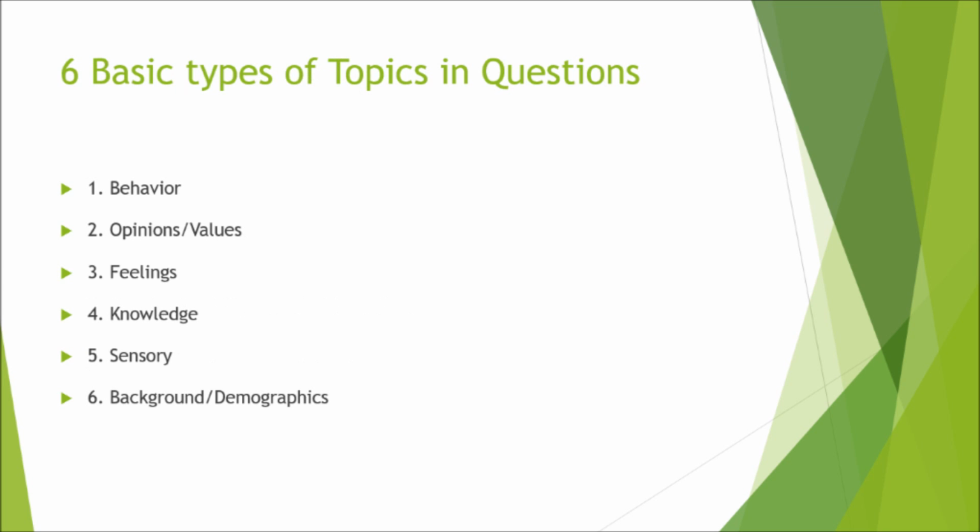In general, there are 6 basic types of topics and questions. The first being behavior, what a person has done or is doing. The second is opinions/values, what a person thinks about a topic. The third is feelings, how a person feels towards something, not what they think about it. The fourth is knowledge, what they know about a topic.